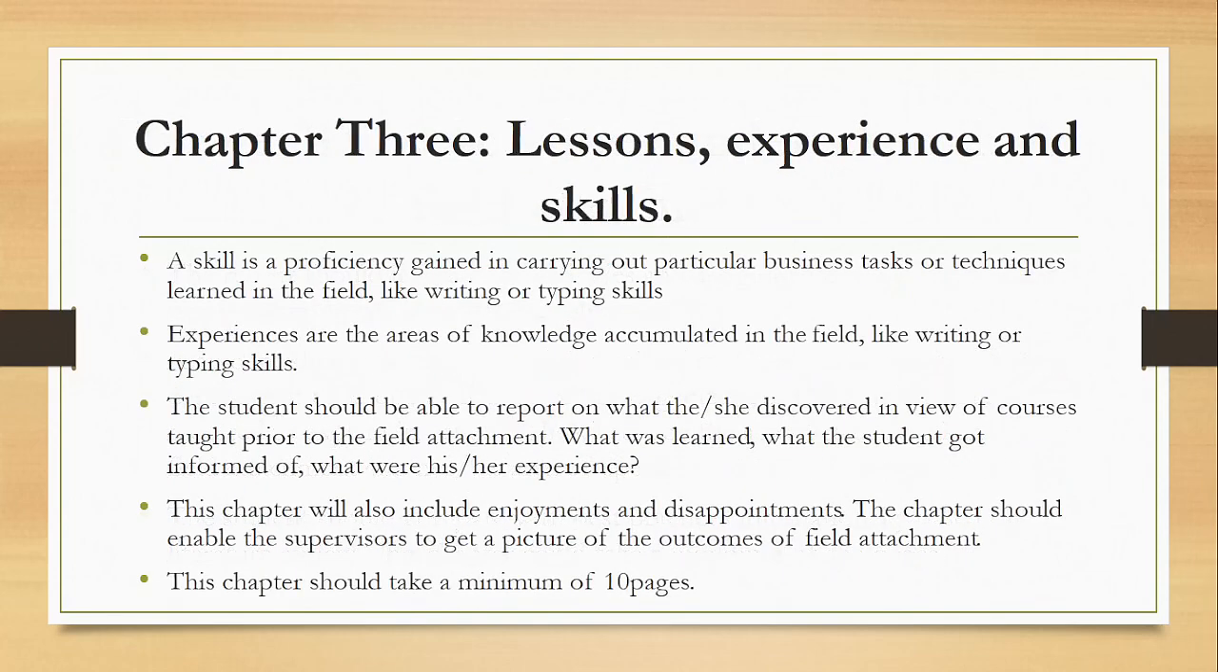Then we also have chapter 3. This chapter 3 talks about 3 main concepts. This is lessons, experience, and skills. So what is a skill? A skill is proficiency gained in carrying out particular business tasks or techniques learned in the field, like for example typing skills or writing skills. We also need to talk about the experience. Experience are the areas of knowledge accumulated in the field, of course, like writing and typing.